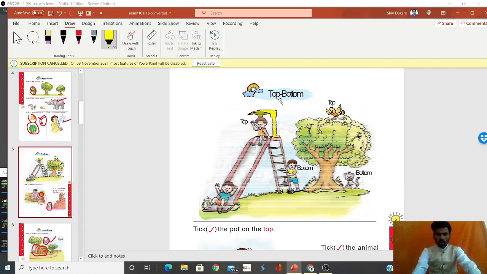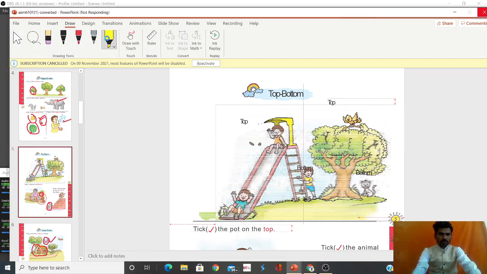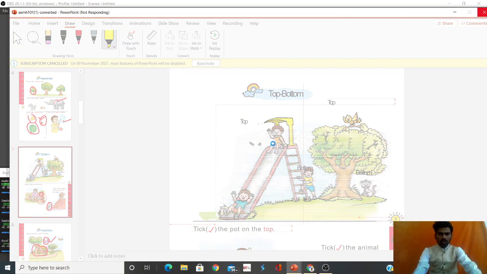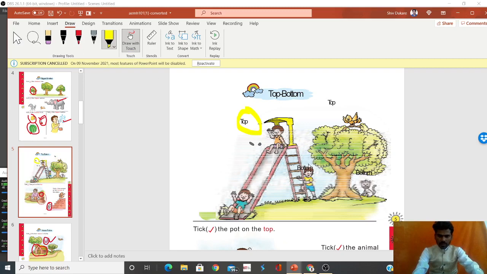Okay, next, top and bottom. We have to understand what is top and bottom. Okay, this is the top. Here you can see clearly, this is the top, right? This is the top and this is the bottom. Here one boy is standing at the bottom and this boy is sitting on the top.